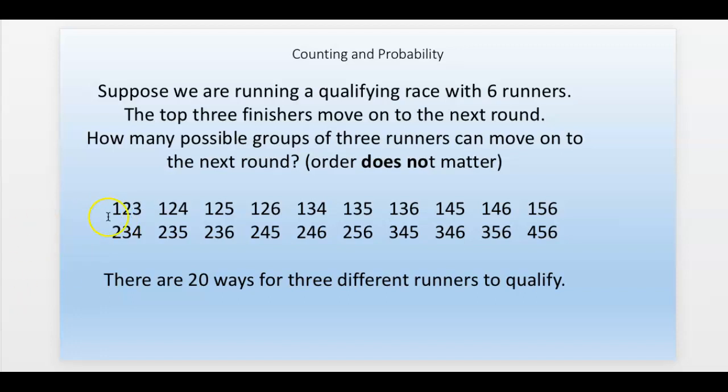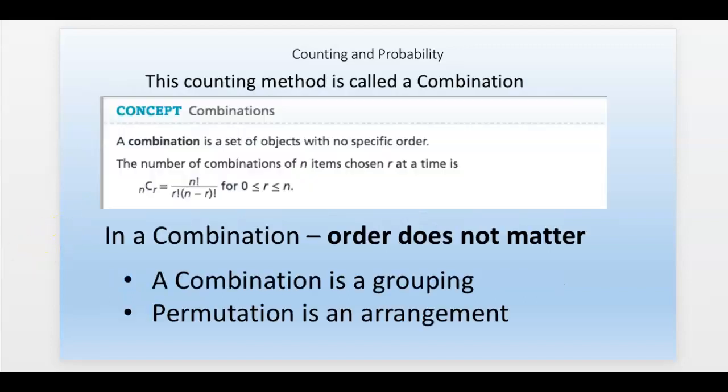Because the permutation takes each group and rearranges it. The combination just takes the groups. Again, a combination is a set of objects with no specific order. A combination is a grouping, whereas a permutation is an arrangement. The only difference is this r factorial on the bottom, because we divide out the number of arrangements within each group to get a combination.